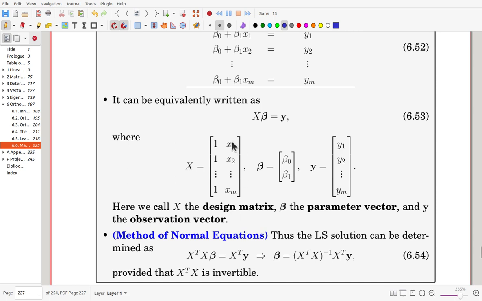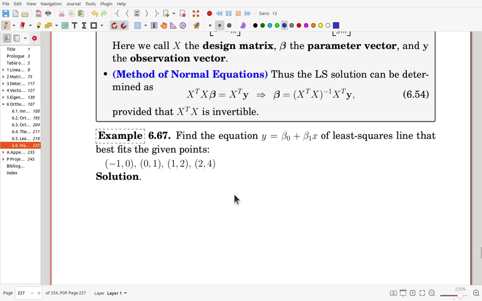Once more than 2 points are obtained, then these two columns must be linearly independent, so that X transpose X must be invertible, and we can get the coefficients, the target unknown, from that equation. Here, X is called the design matrix, and beta is the parameter vector, and y is the observation vector.